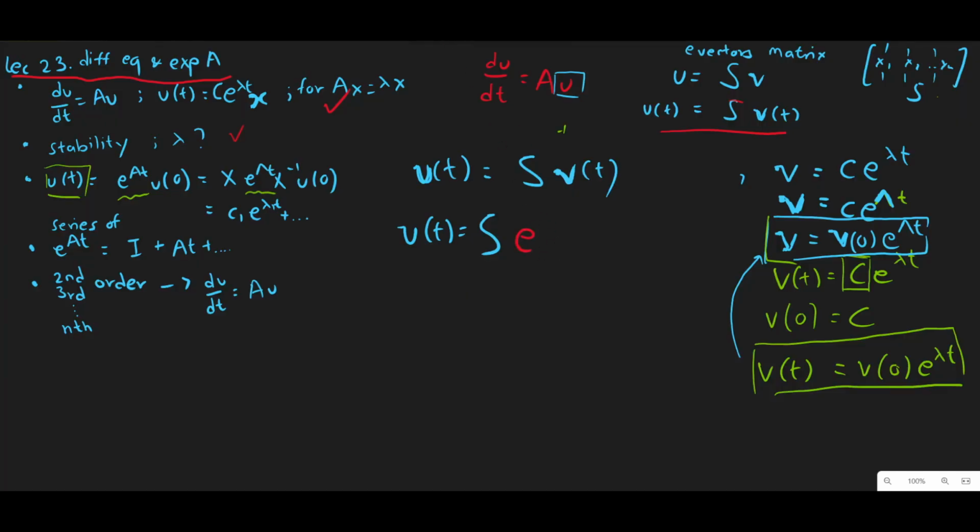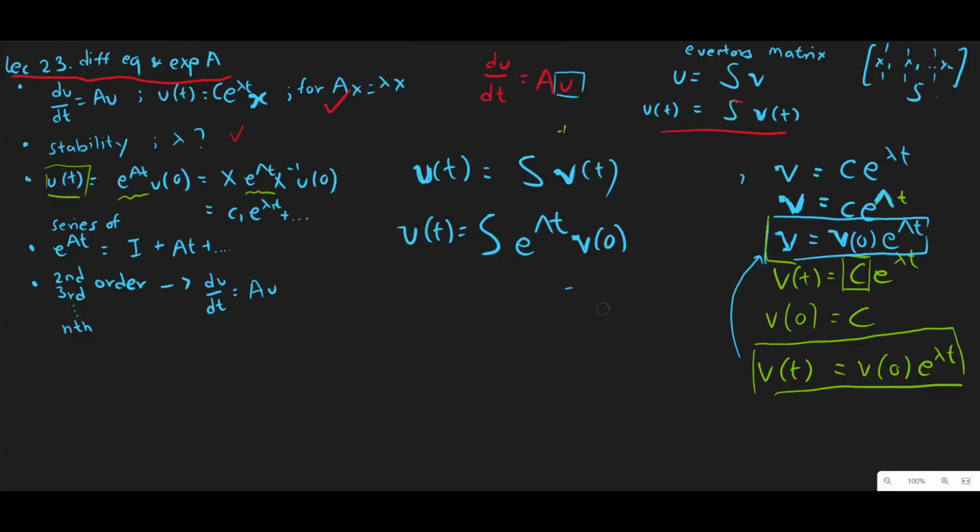E to the power of big lambda t v0. Okay. Now why can I switch that? Remember that E is just a diagonal matrix with all the components of E in the diagonal like this. So it's really valid to switch it up. It's just, in the end, a constant.